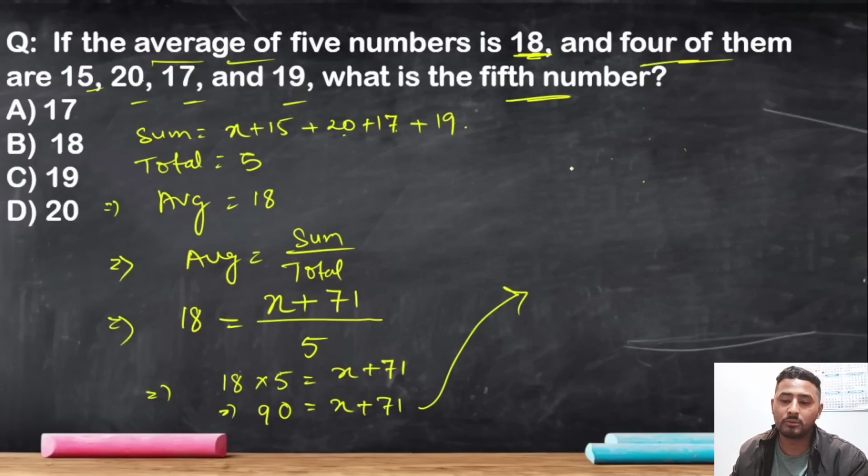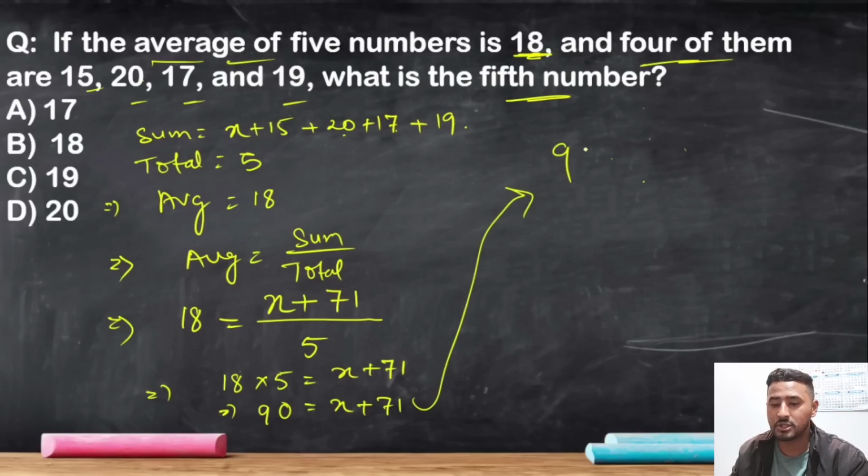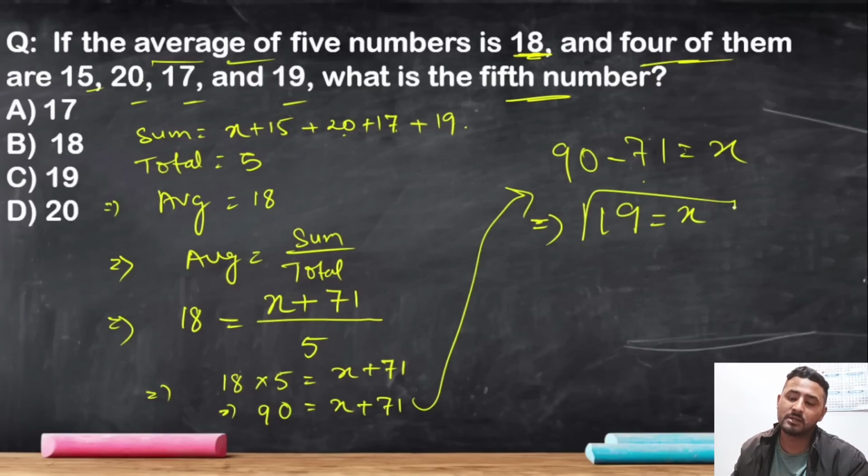So what will you do now? Bring that 71 to the other side. You get 90 minus 71 equal to x. When you subtract this, you'll be getting how much? 71. Just 10 minus 1 is 9 and 1, so 19. So the value of x is coming to be 19. So what is the fifth number? Let the fifth number be x. So x is what? 19. So our fifth number is 19.